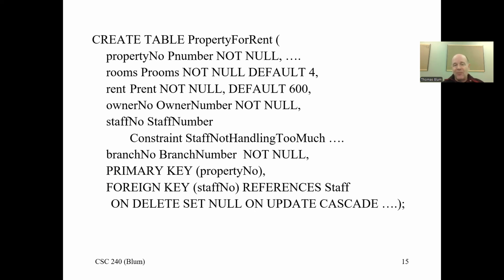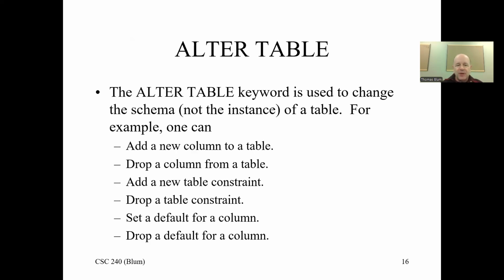Owner number, same thing. Staff number, and we're applying some constraints, some business rule. Branch number, and we define the primary key for this table, and the foreign key for this table. We're saying what to do if we were to delete a property, and so on.